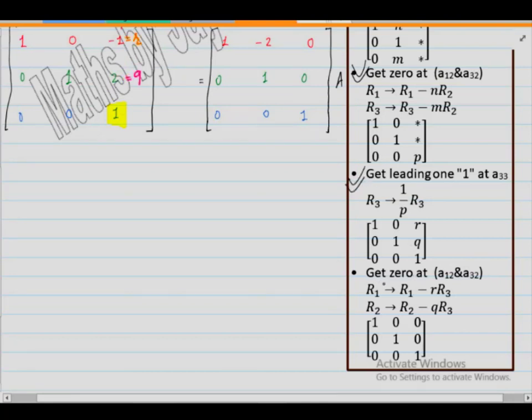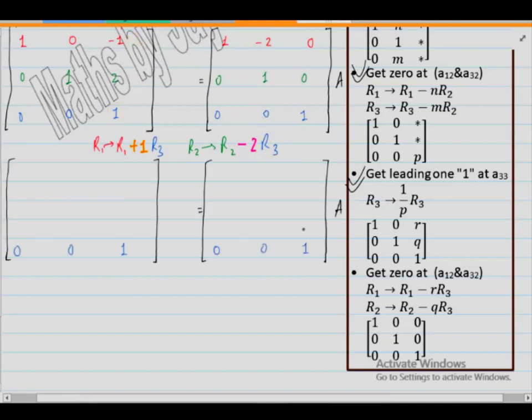So we can easily get the 0 at A12 and A32 by the process R1 gives R1 minus R3, or we can say minus 1 will become plus 1 R3, and R2 gives R2 minus 2 R3, right? And in both operations our third row is as it is, so let's write down the third row as it is.